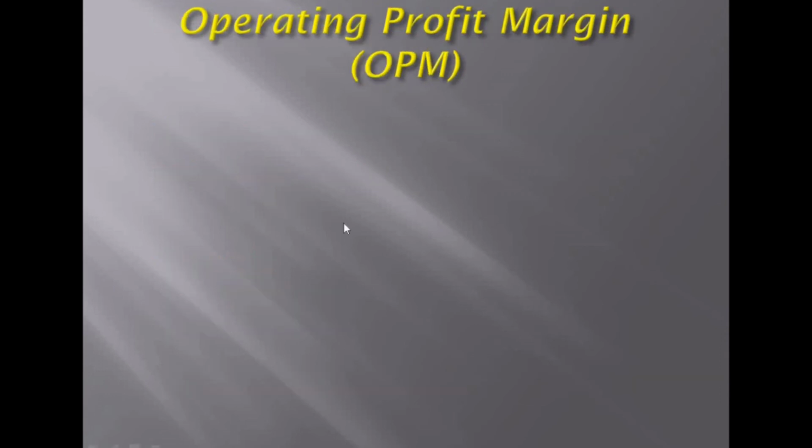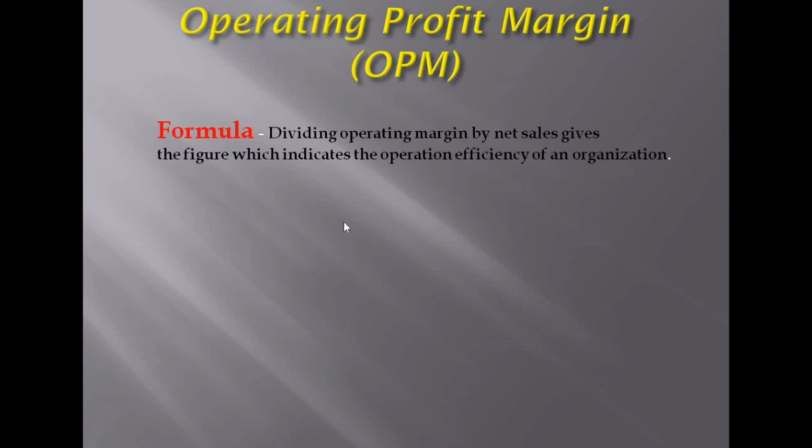Okay, now let's understand operating profit margin. Operating profit margin is also known as the operating profit ratio. It generally defines the relationship between a company's operating profit and net sales. Operating margin is one of the key measures of your company's profitability. From this ratio you can know how profitable the company is. Let's understand the formula. Dividing operating profit by net sales gives the figure which indicates the operational efficiency of an organization.